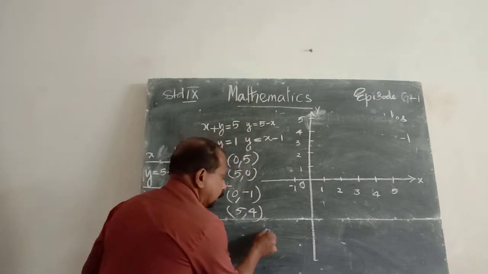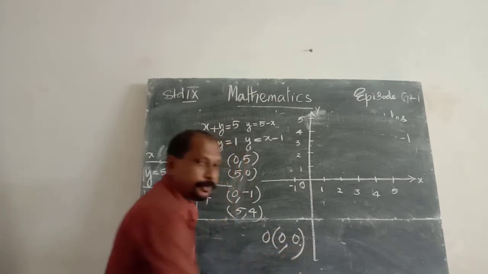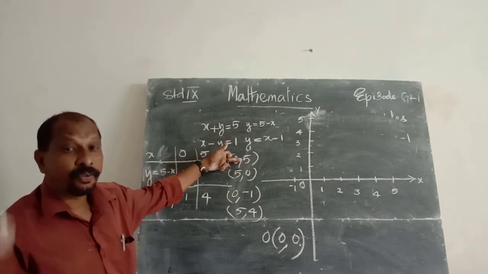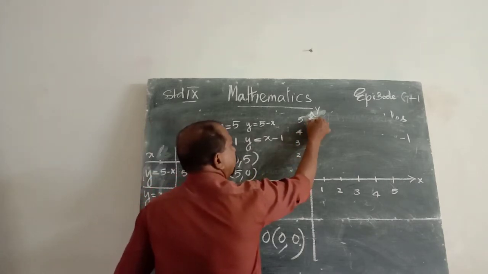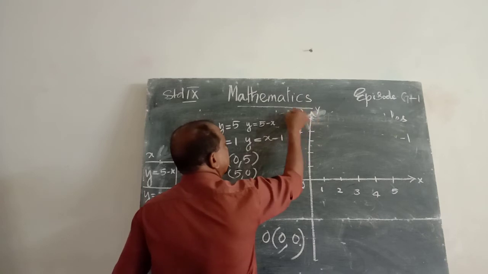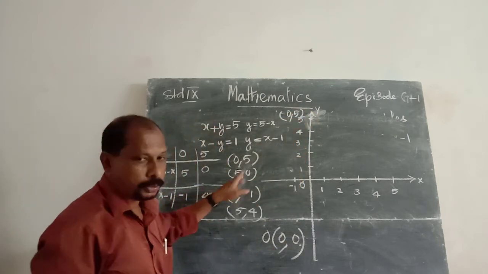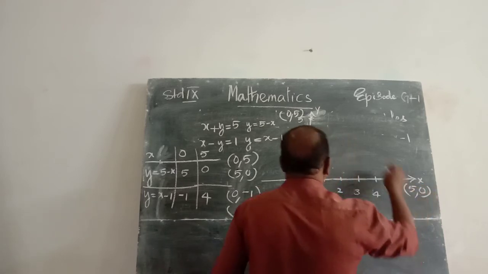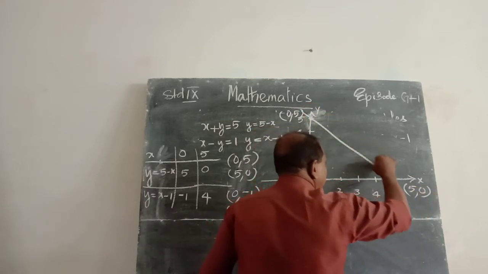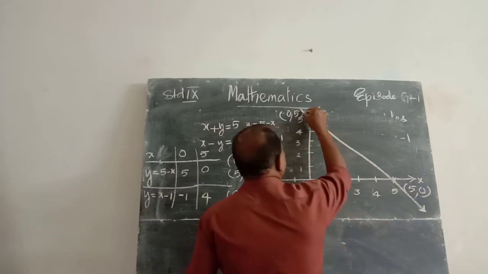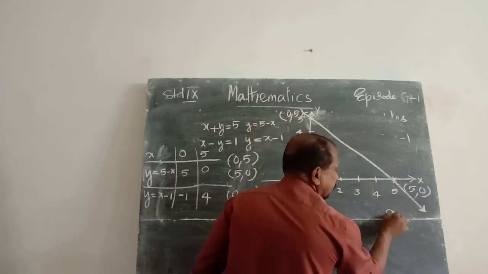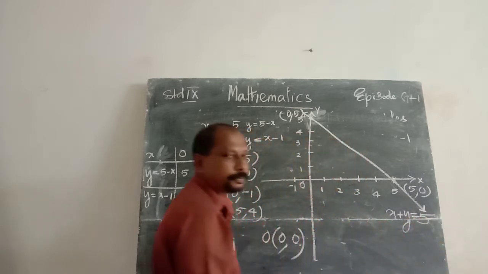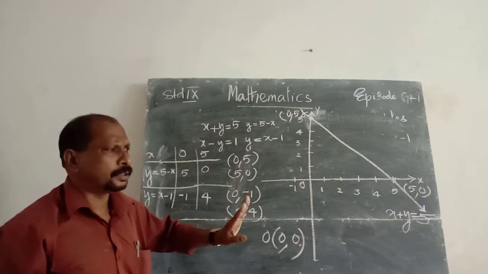Therefore, only 0, 0. Then 0, 5 on what? Y-axis. This point is 0, 5. And 5, 0 is on the x-axis. This point is 5, 0. Join these two. We get a straight line. This straight line is what? X plus y is equal to 5.